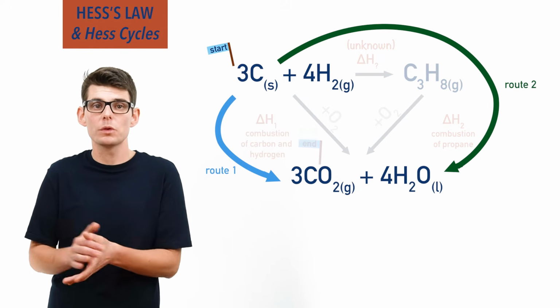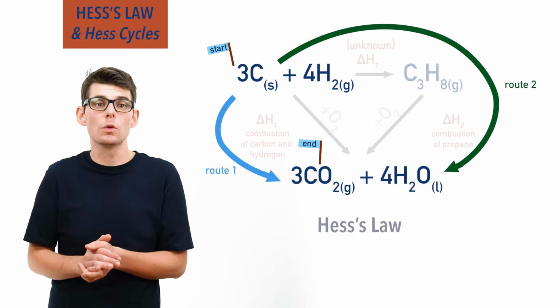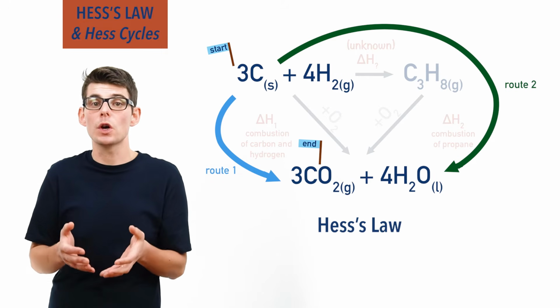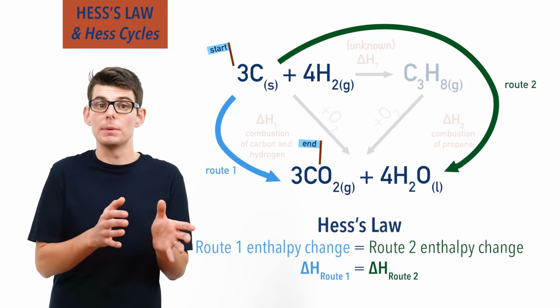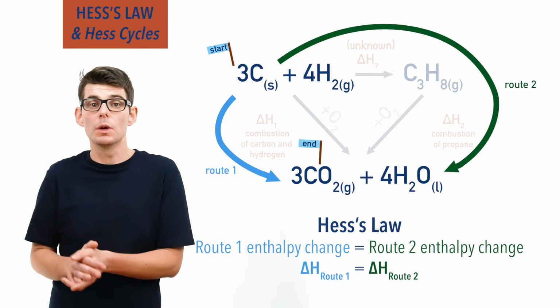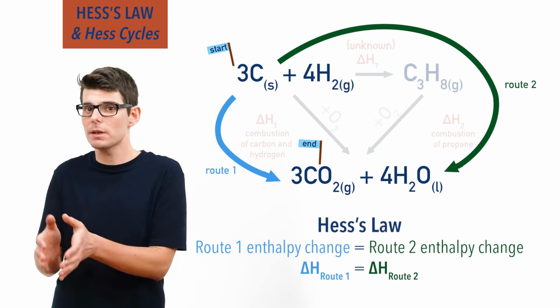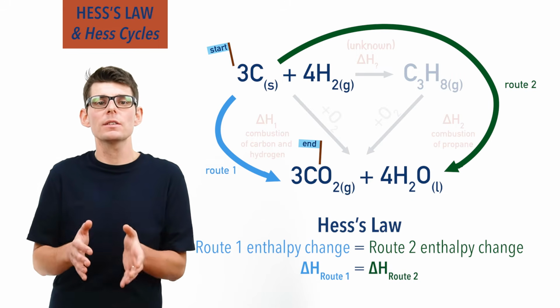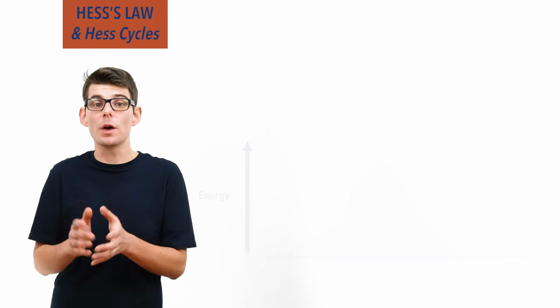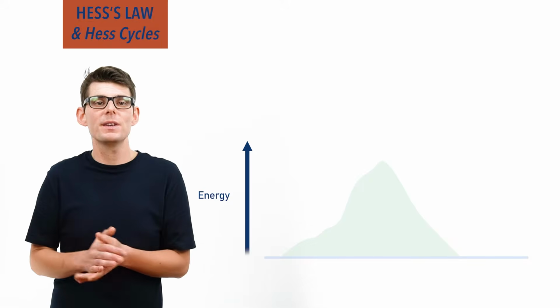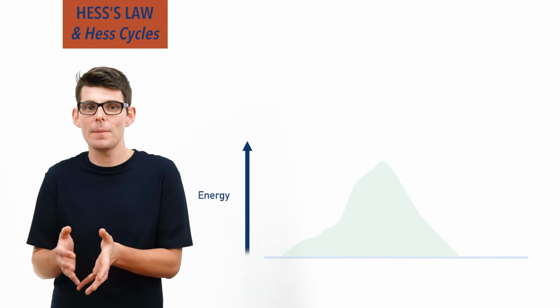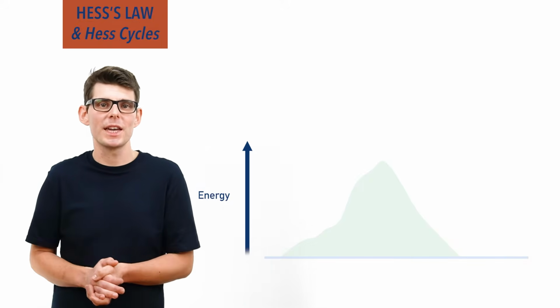Remember Hess's law, the enthalpy change that occurs overall will be the same for route 1, directly combusting the carbon and hydrogen, as for route 2, forming propane and then combusting the propane. Just like climbing our mountain, although in this case it's a bit more like coming down the mountain as the enthalpies of combustion are always exothermic and there is a negative enthalpy change.